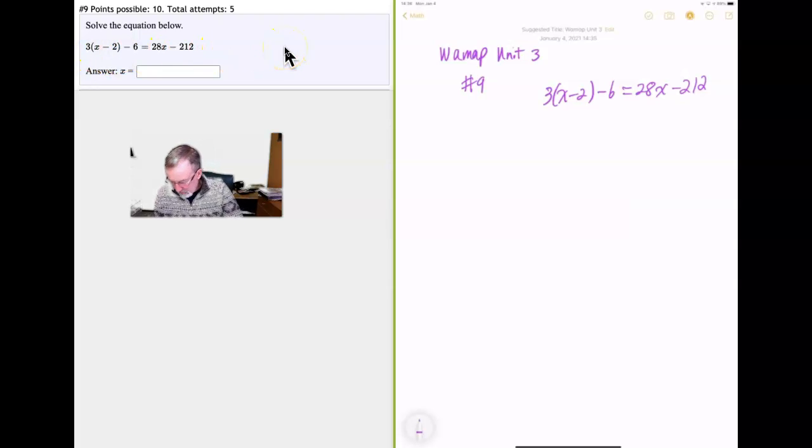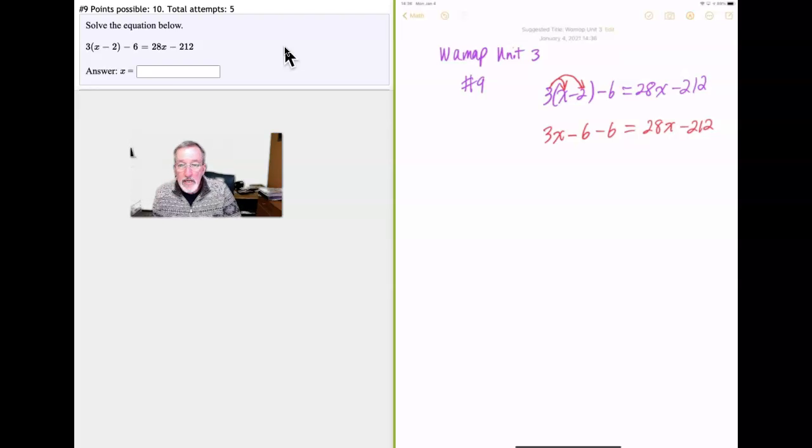So what we always want to do is simplify or expand. And we'll distribute the 3 over the x and the negative 2 here, and then see how that looks. Okay, so 3x, and 3 times negative 2 is negative 6, minus 6, and that's equal to 28x minus 212.